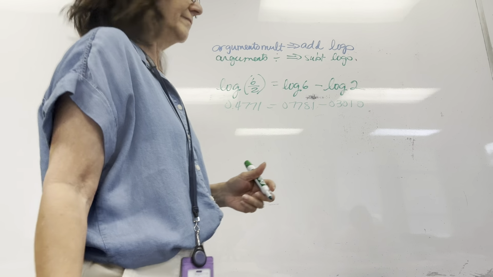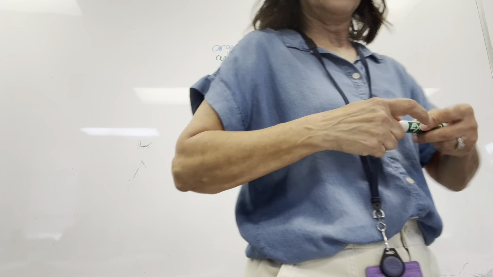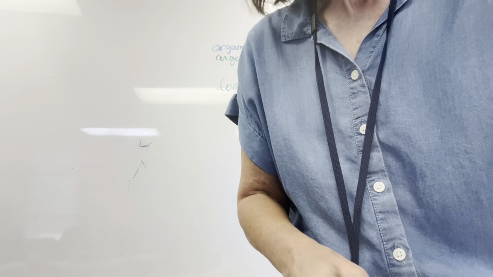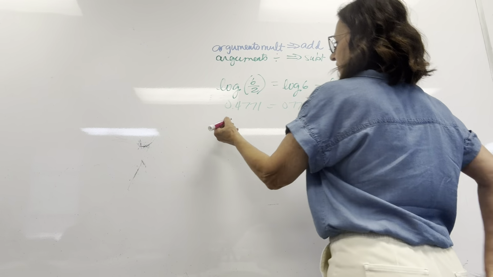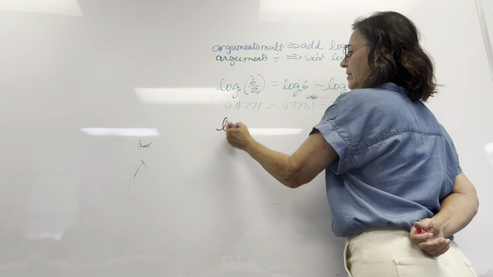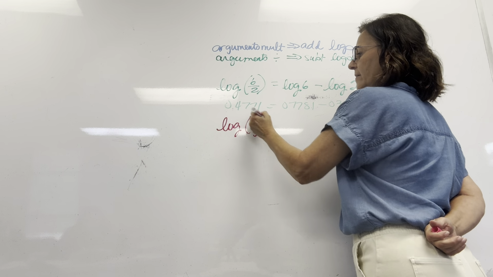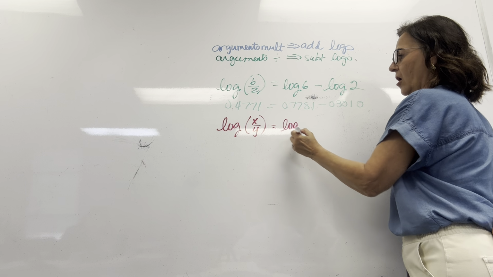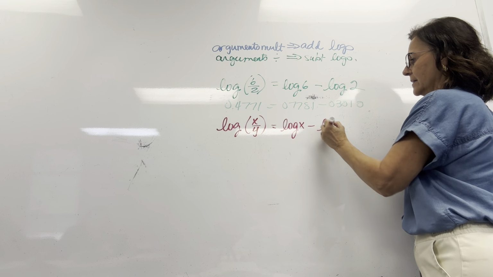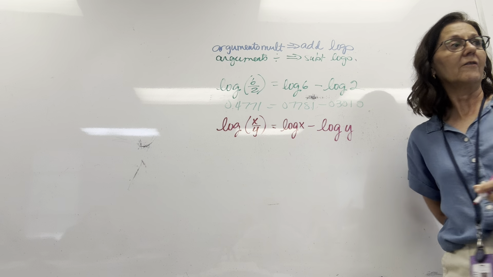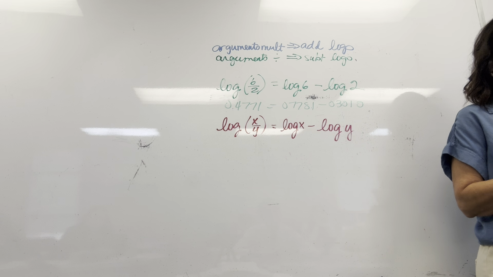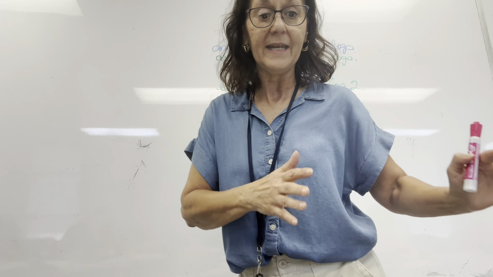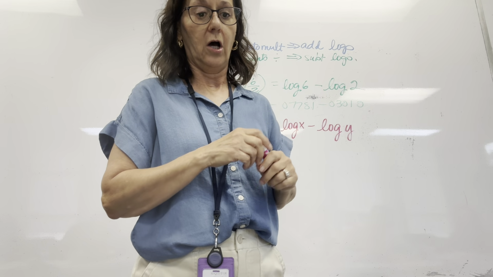All right, how are we going to use this? We're going to use this when we have variables. So if I have the log of x divided by y, that's going to be the log of x minus the log of y. So when arguments are divided, we can subtract individual logs.